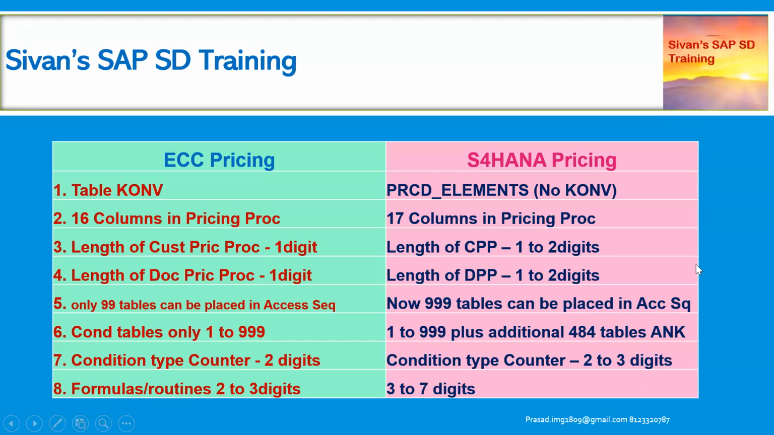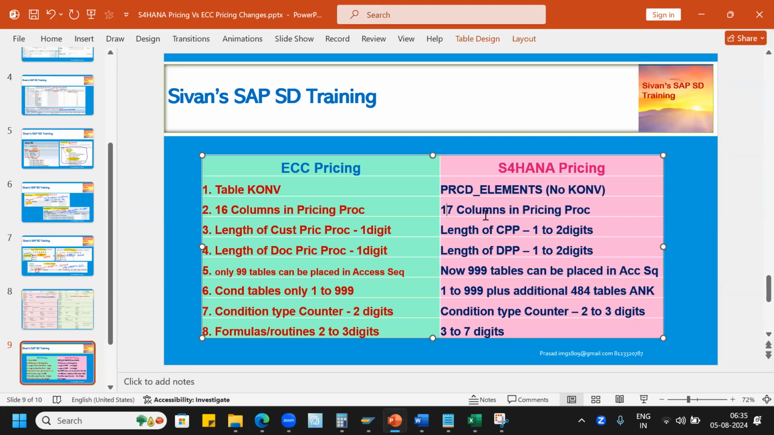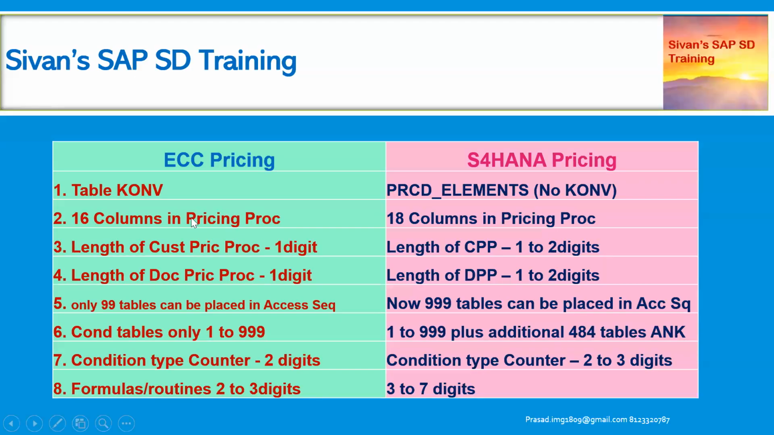At a high level, you can explain the pricing table. In ECC pricing, the KONV table is available, whereas in S4HANA it is PRCD_ELEMENTS, there is no KONV table. There are 16 columns in the pricing procedure in ECC, whereas in S4HANA there are 18 columns. The length of the customer pricing procedure in ECC was 1 digit, in S4HANA it is 2 digits. The length of the document pricing procedure is 1 digit in ECC and 2 digits in S4HANA. That means it has been increased from 1 to 2 digits.